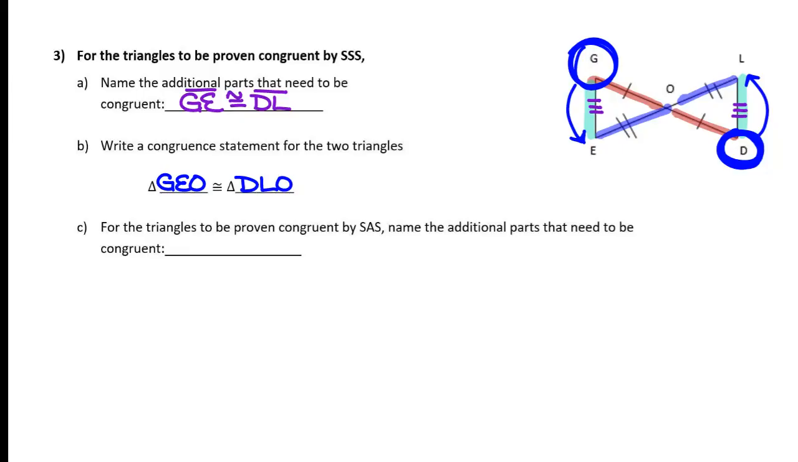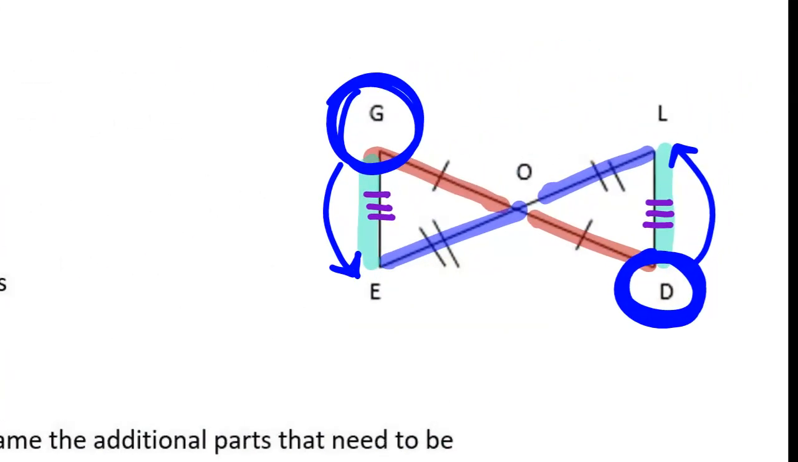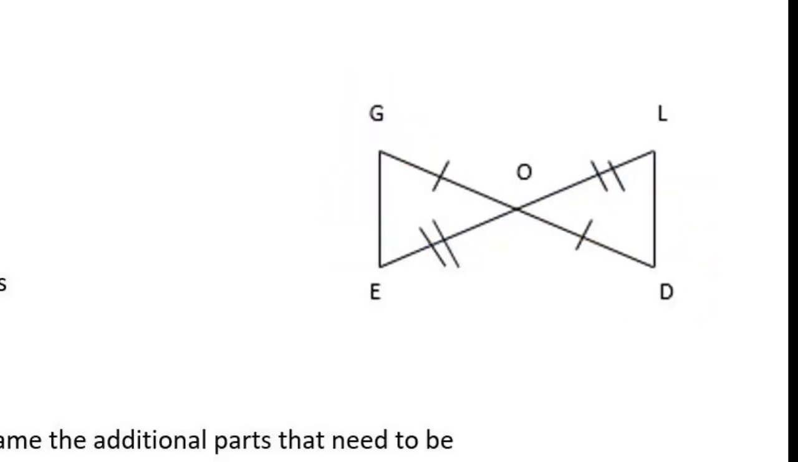For the triangles to be proven congruent by side, angle, side, name the additional parts that need to be congruent. So I'm going to go ahead and erase all the marks that I made on this for the first 2 parts, A and B, and we're going to look at it fresh from the beginning. If I wanted to show these to be congruent by side, angle, side, well, again, I've got a pair of congruent sides here, and I have a pair of congruent sides here.